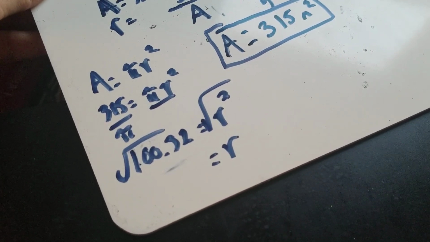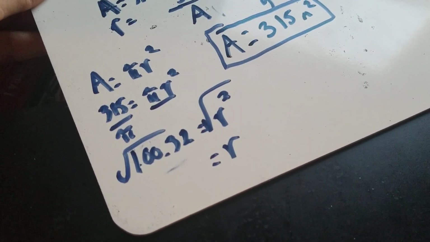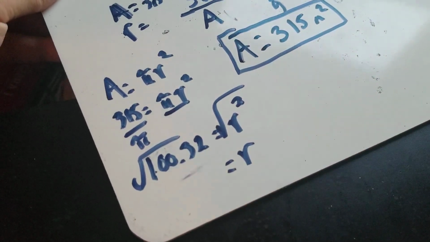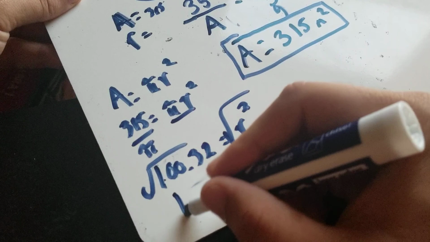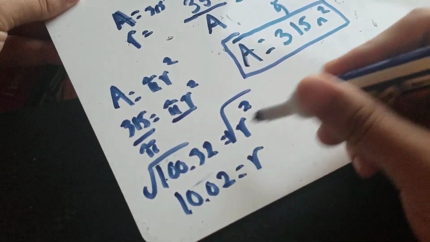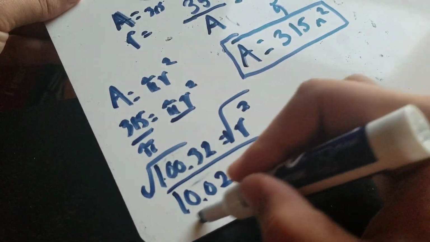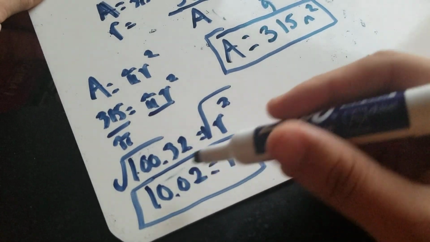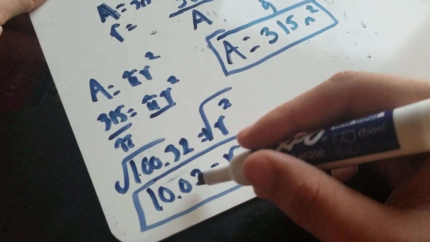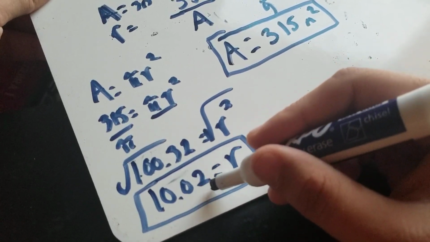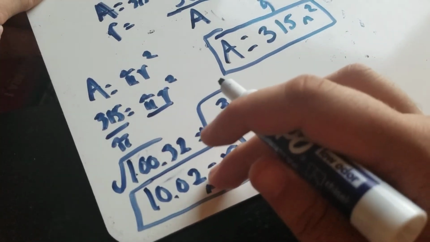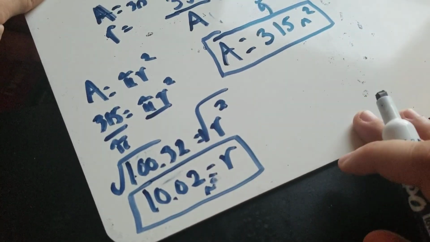Let's see. No, square root. So the square root of the answer is 10.02. Some fields of mathematics would just write 10. They wouldn't even round to 0.02. But let's be consistent. So this is 10.02 meters squared. Okay? Or no, that's not meters squared. I'm sorry, just meters. So that's the radius.